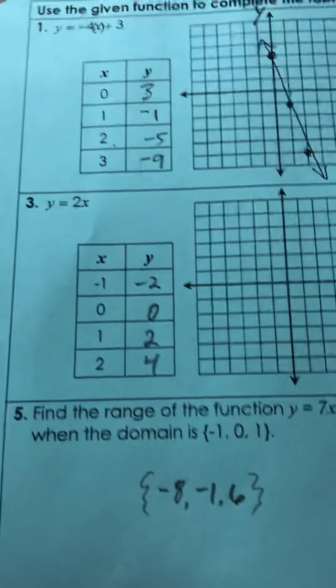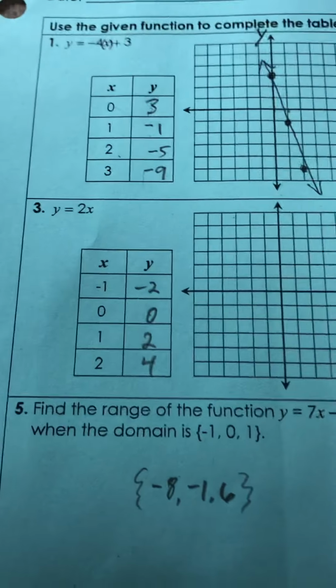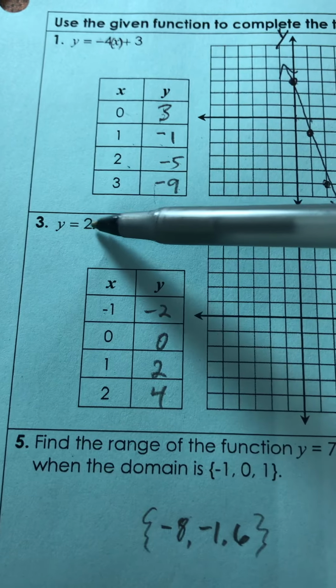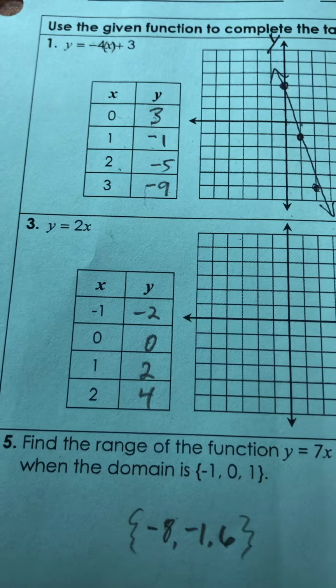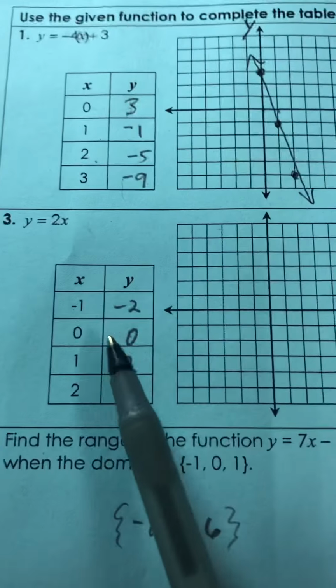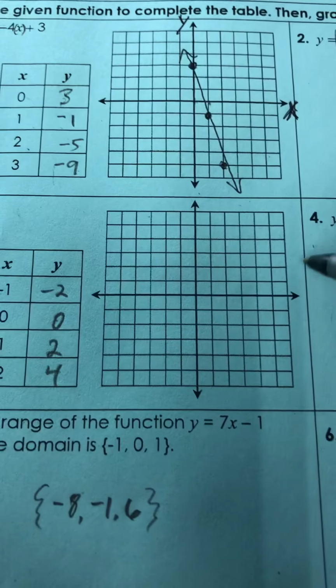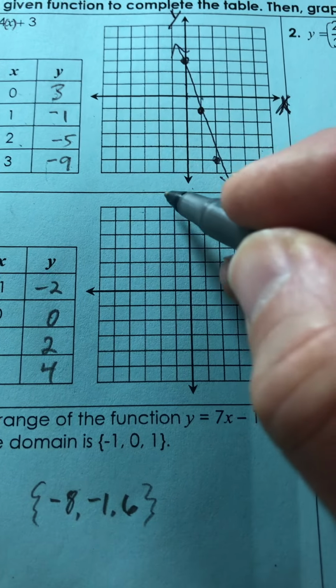Number 3 ends up looking like this. I'm not going to go through the calculator. This will be a way too long video. You're going to do the same thing, and you're just going to type in 2x. Not plus or minus anything, just 2x. And then you should get these coordinates. And go ahead and graph those coordinates on the x and y coordinate plane.